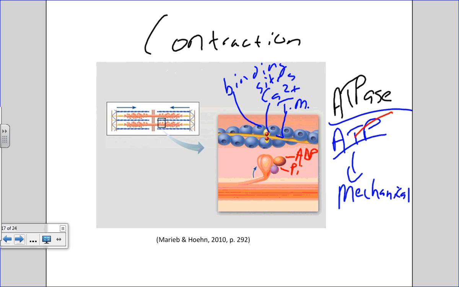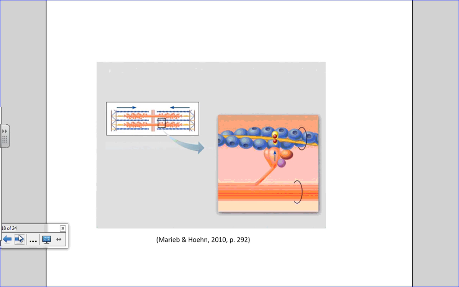Okay, and what that'll do is make this head kind of cock in a certain fashion, and then there'll be energy for it to actually move upward and bind to the active binding site and interact with actin, which is what you can see right here. Okay, so now these two are bound together.